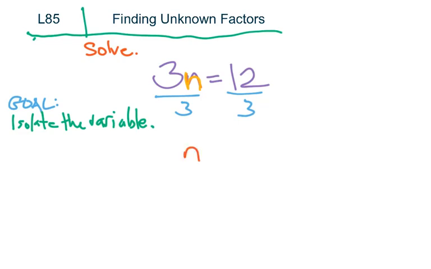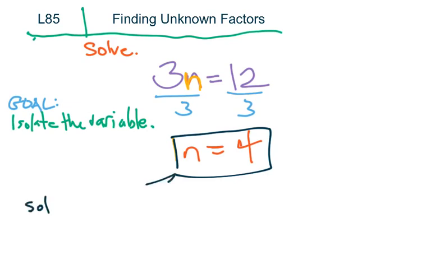On the left side, as we know, we get n. Technically, it's 1n, but we generally will just put n. And then 12 divided by 3 is clearly 4. Now, I can box this up, but as I'm boxing this up, I want to be able to check that. So I can plug in that 4 for the n, and it would say 3 times 4 is equal to 12. That's something I believe in. So n equals 4 represents, yes, that's correct, my solution.